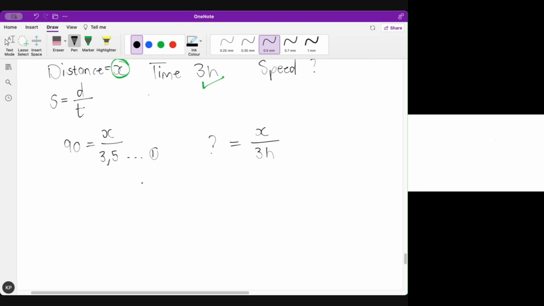Okay, so how would we tackle this, guys? So this is a different variable now, like a y or something. So this is like simultaneous equations. Have you guys ever done simultaneous equations? No, I don't think so.